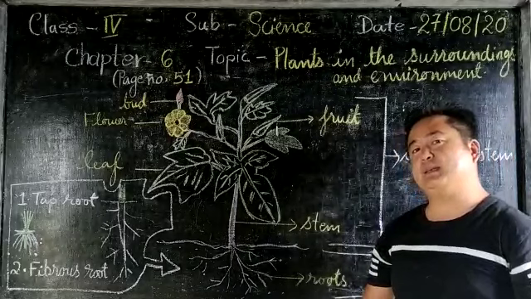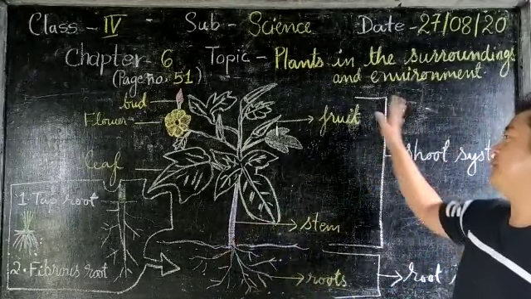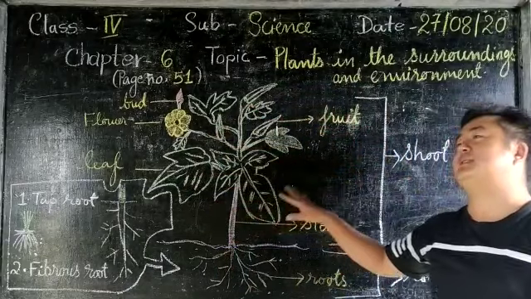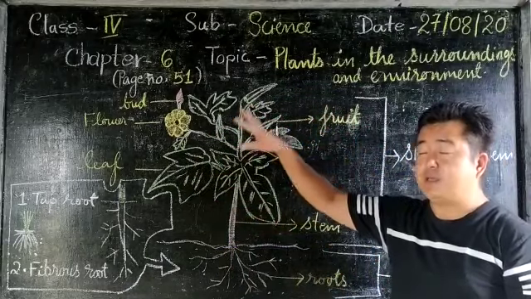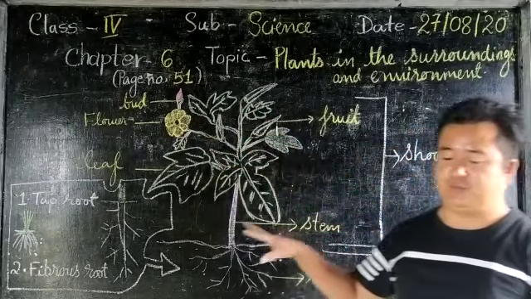Next class we are going to deal with the shoot system of the plant, the various parts of the shoot system, various parts of the plant, and their functions.